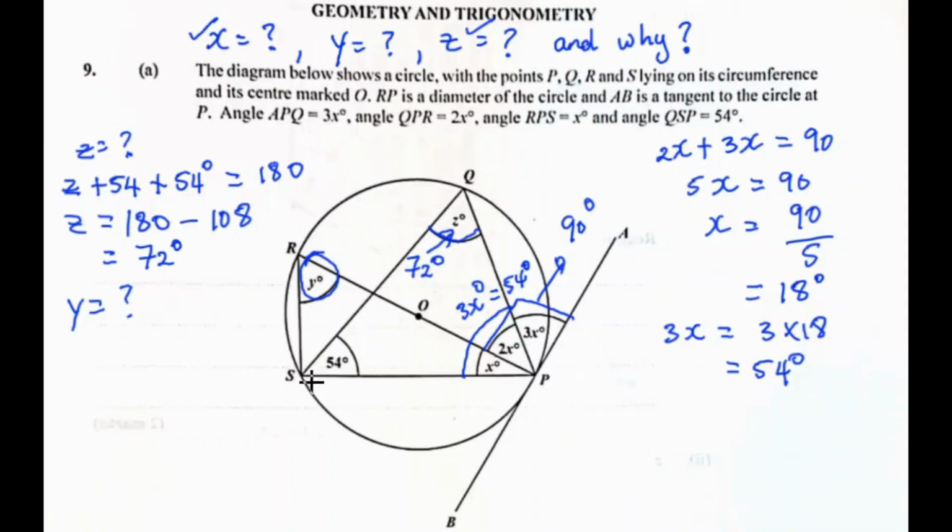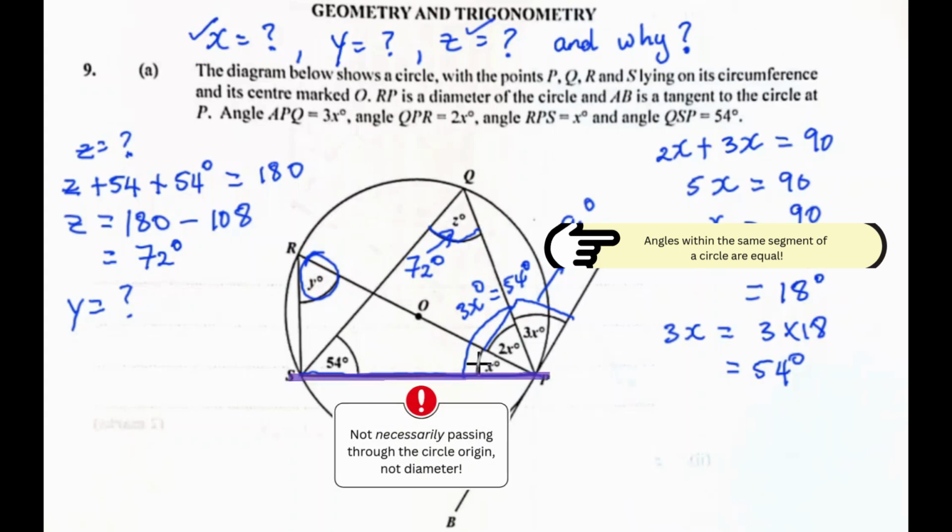The one we are going to be using is that angles in the same segment of a circle are equal to each other. So what does that mean? The segment of a circle is formed by this particular chord here, which is a line that is drawn from one end of the circle to the other end that's not passing through the diameter.